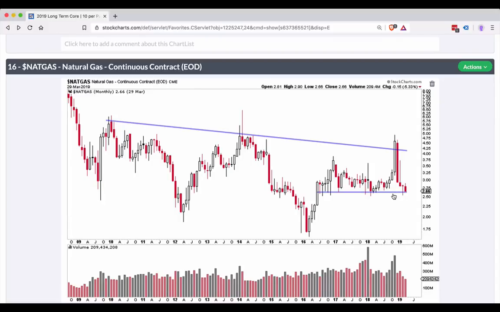But when we look here at the big picture of natural gas, you can see this is multi-year, very significant support, right around $2.65 in natural gas. It's held as support since 2016, and we're testing that right now. So this may not be the best place to get too pessimistic on the long term until and if we start breaking down below it.